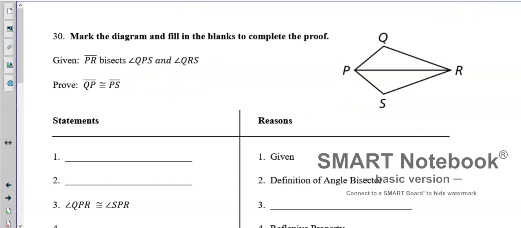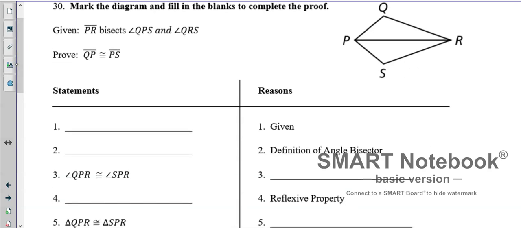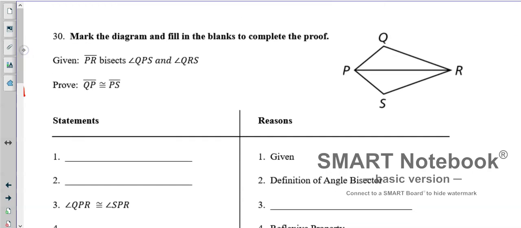And last but not least, oh, it's a proof. Notice though, little gift to you, it's a fill in the blank proof, like the one that will be on the test. Now, the other proof earlier was not fill in the blank, but that was just solving algebra. This one, fill in the blank. So let's see what we got here. PR bisects QPS and QRS. So we have two choices. We can fill that in right now. PR bisects angle QPS and angle QRS. Given. We can also mark it on here, either one first.